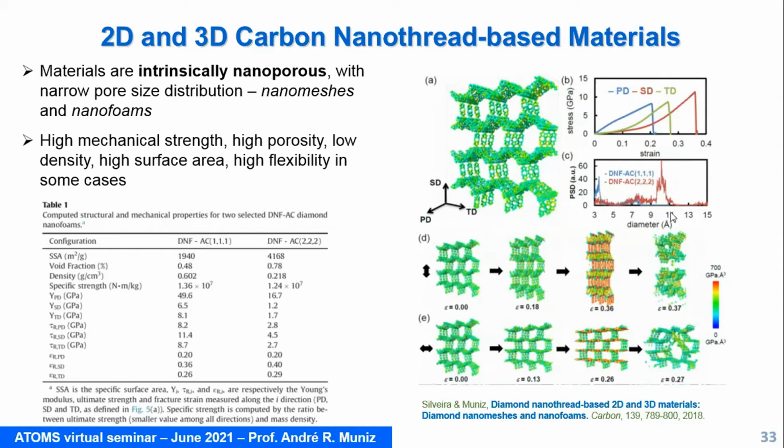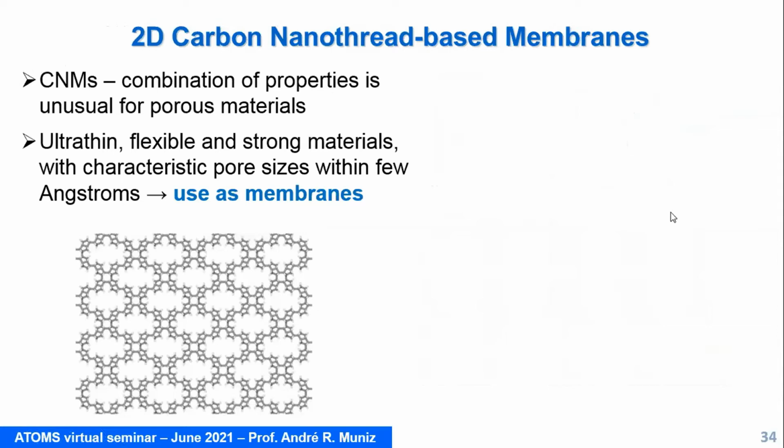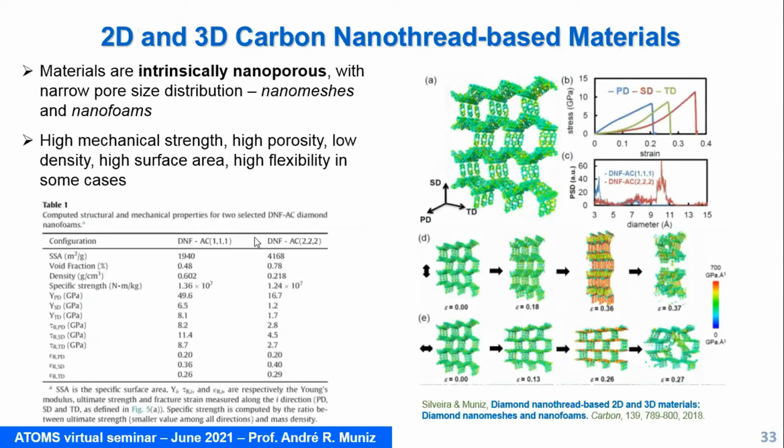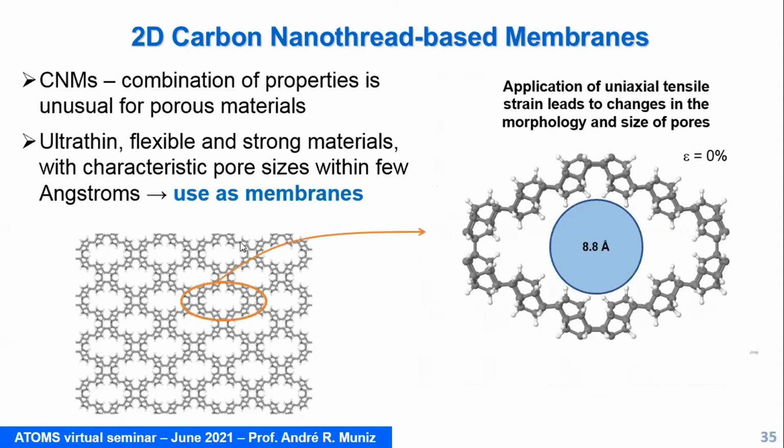Of course, this is all predictions, and we are still waiting to see if someone can make them in the laboratory. That would be very nice, and many applications could be envisioned for them. One application that we thought about, due to the intrinsic nanoporous structure, is naturally to use them as membranes. But these mechanical tests allow us to observe something interesting: when we apply strain, the size and the shape of the pores change. So the idea was, if we get some of these materials and we apply strain on them, we can see a change in the morphology and the size of the pores.